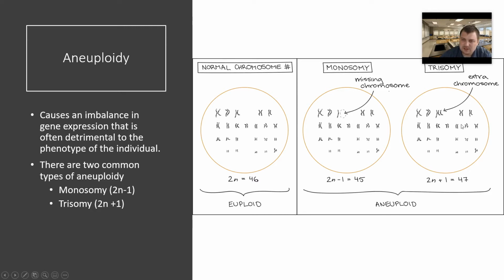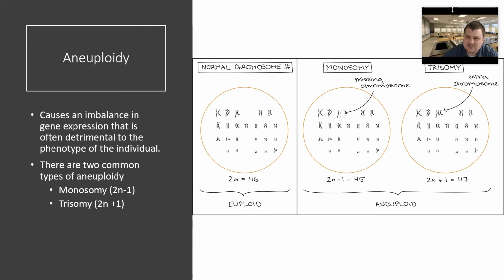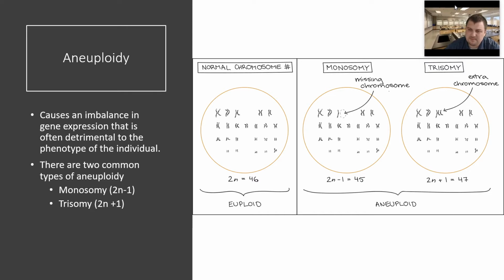One that I really want to spend some time on is this right here, and we call it aneuploidy. What it does is it causes an imbalance in gene expression that is often detrimental to the phenotype of the individual. Usually it will cause a miscarriage of that child.